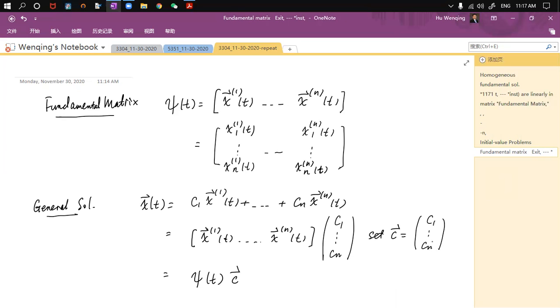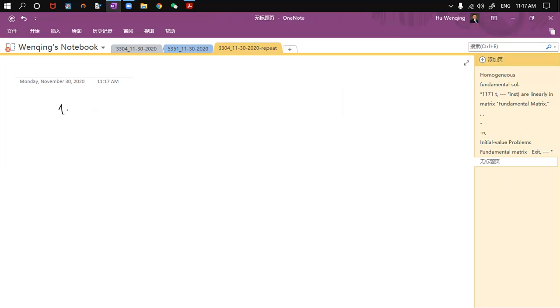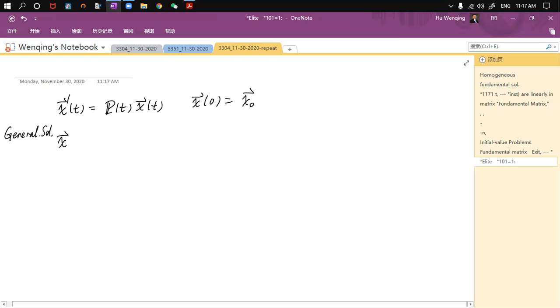Now, this simple formula is going to lead to the particular solution very simply. So far, we have considered x prime of t is equal to P of t times x of t with a certain initial condition, x of 0 is x0. Once you have this, our general solution has a very simple expression. It can be expressed as the fundamental matrix multiplied by an unknown vector C.